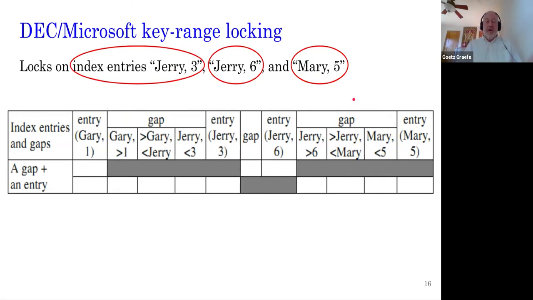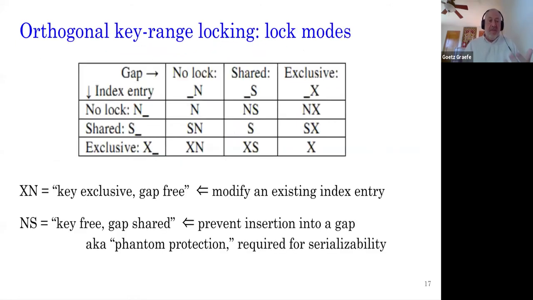Again, this is all going to come together a little bit better when we do the case studies. Now, the IBM or the Microsoft design for this actually had some amount of distinction. You could lock somewhat independently an entry and the gap, but that then was made completely independent and orthogonal in what I now call orthogonal key range locking.